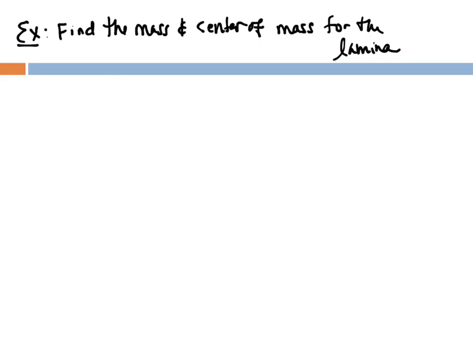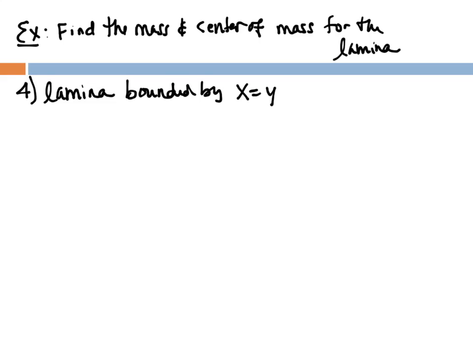And our lamina, I keep having stray marks going on today. Our lamina on this one is a lamina bounded by x equals y squared, x equals 4. And the density for our lamina is y plus 3.